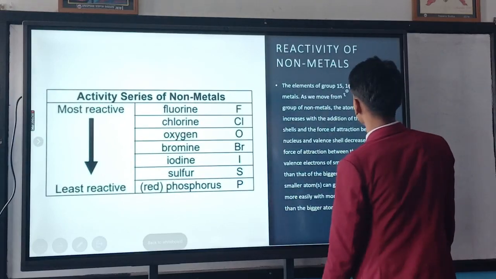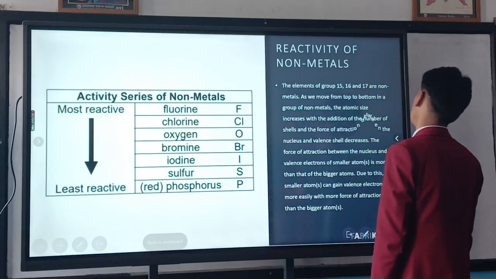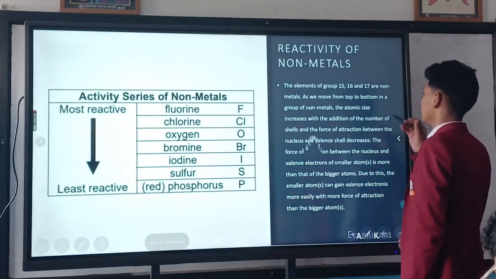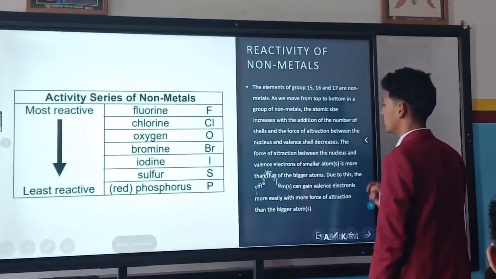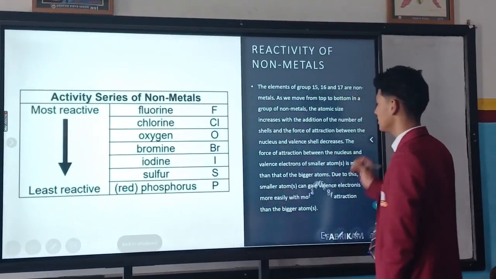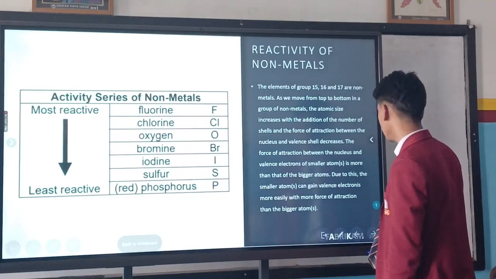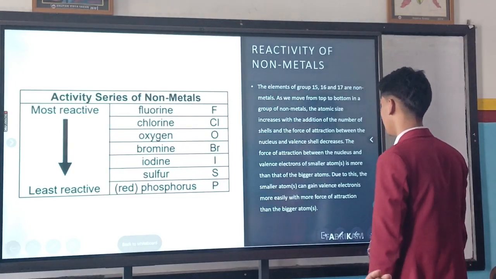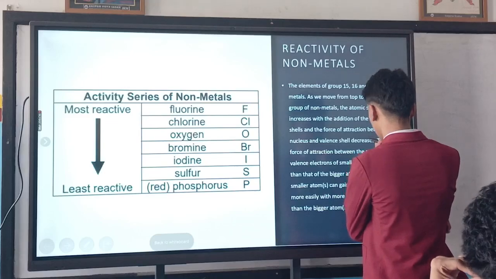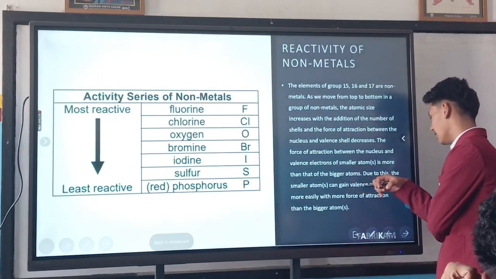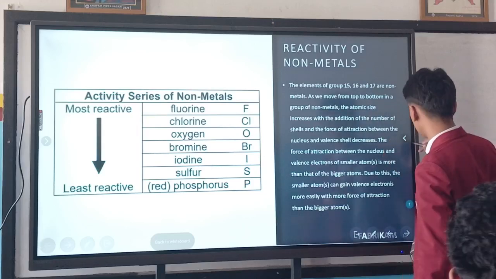Reactivity of non-metals. The elements of group 15, 16, and 17 are non-metals. As we move from top to bottom in a group of non-metals, the atomic size increases with the addition of the number of shells, and the force of attraction between the nucleus and valence shell decreases. The force of attraction between the nucleus and valence electrons of smaller atoms is more than that of the bigger atoms. Due to this, the smaller atoms can gain valence electrons more easily, with more force of attraction than the bigger atoms.